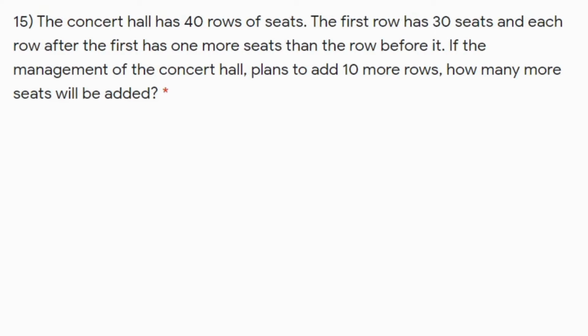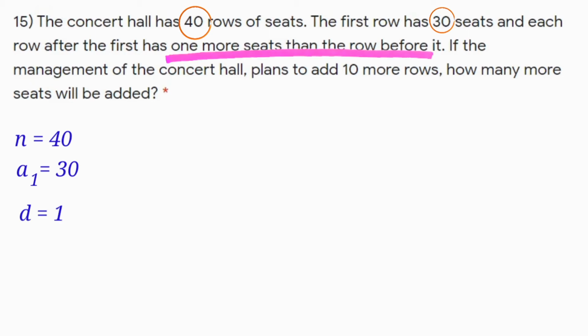The concert hall has 40 rows of seats. The first row has 30 seats and each row after the first has one more seat than the row before it. If the management of the concert hall plans to add 10 more rows, how many more seats will be added? The number of terms is 40, the first term is 30, and the common difference is 1 because each row has one more seat than the row before it.